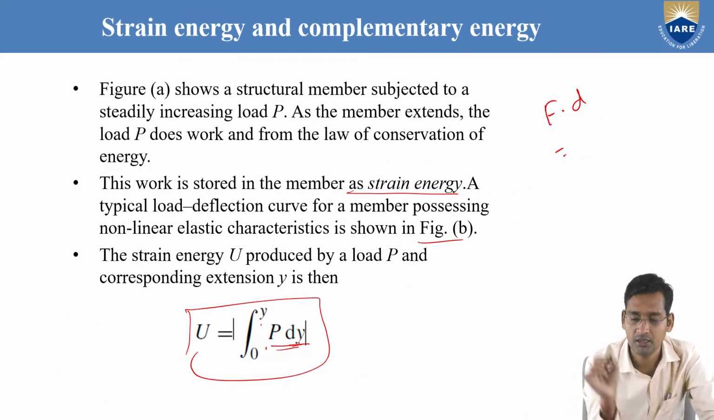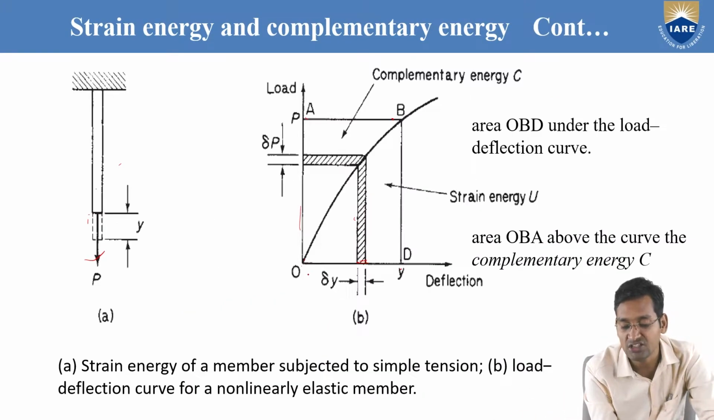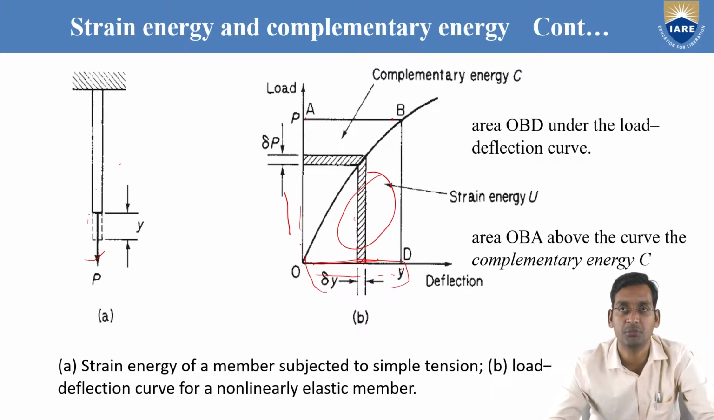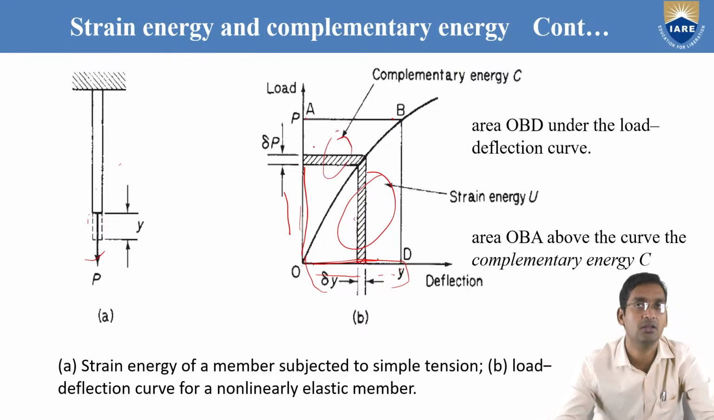Yeah, P dy. When dy is varying, it means that along this we are moving and keeping this constant, so along this is the strain energy. If we are keeping this part constant and changing this part, then we will get the complementary energy.